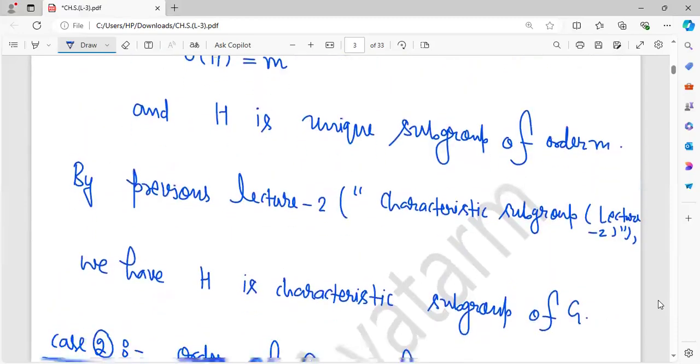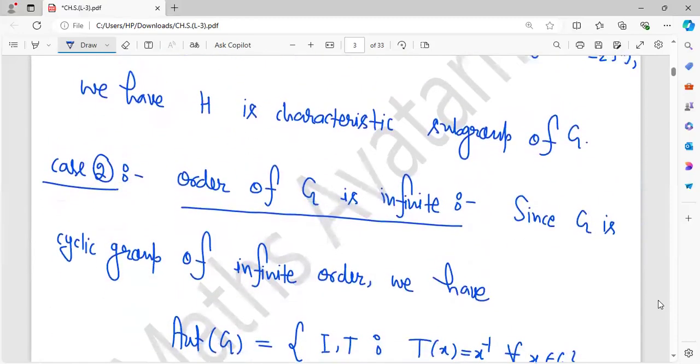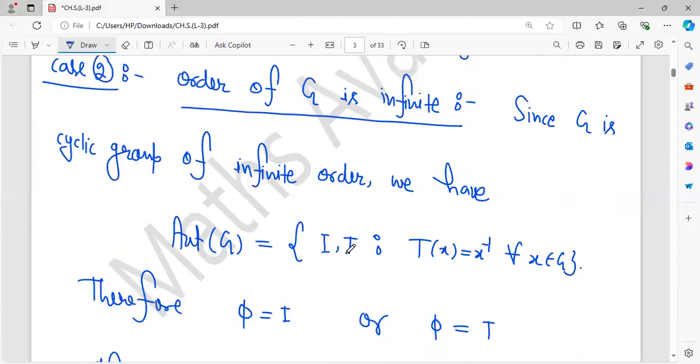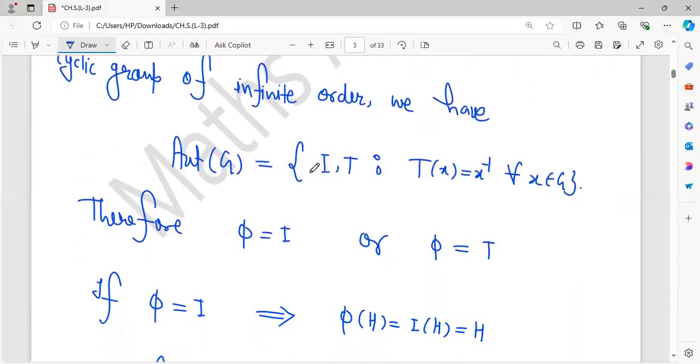Now we are moving to the next case: the order of G is infinite. Since G is a cyclic group of infinite order, the automorphism group is nothing but I and T, where T takes x to x inverse. There are only two elements in this group, the isomorphisms of G. So either phi is the identity or phi is T.